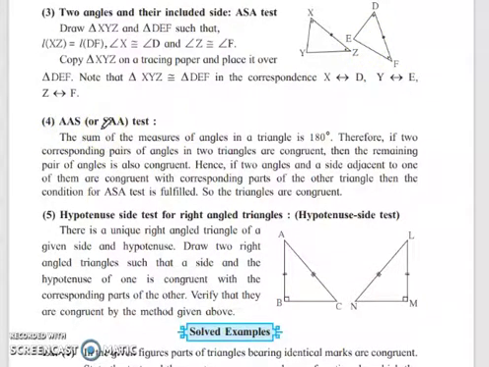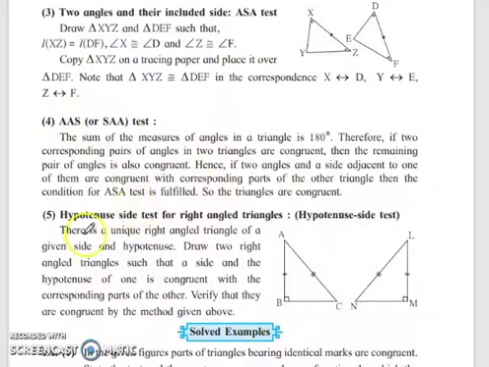If they are congruent to two angles and one side of another triangle, then the third angle and the remaining two sides will automatically be congruent to the other triangle. This shows the congruence of triangles with the SAA or AAS test.